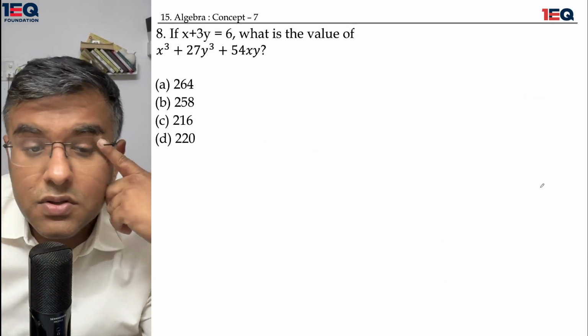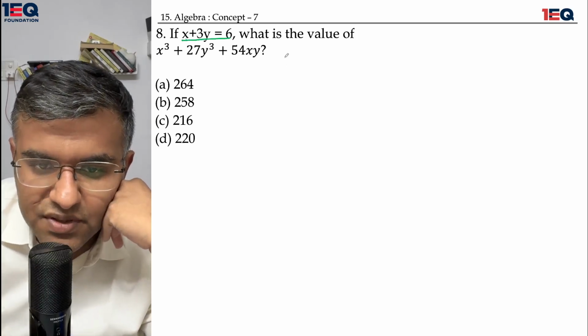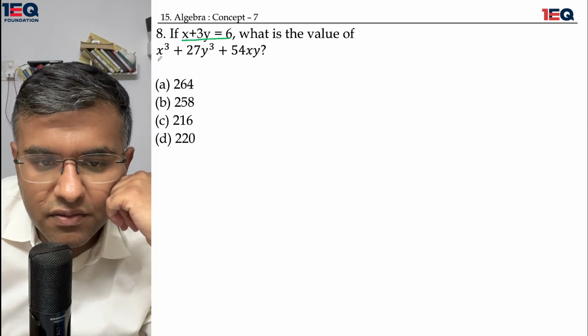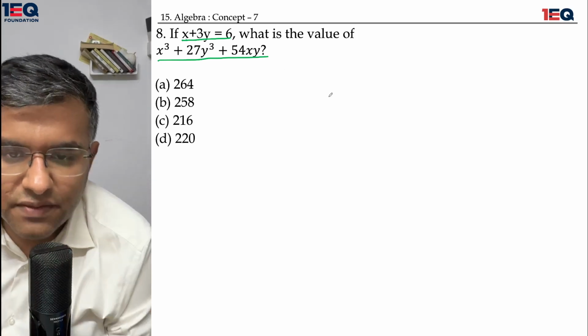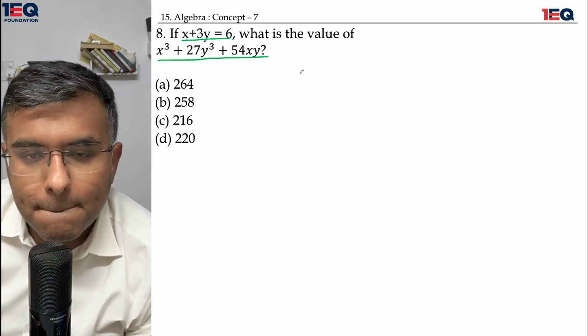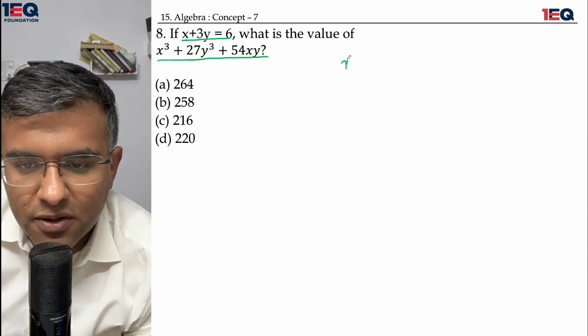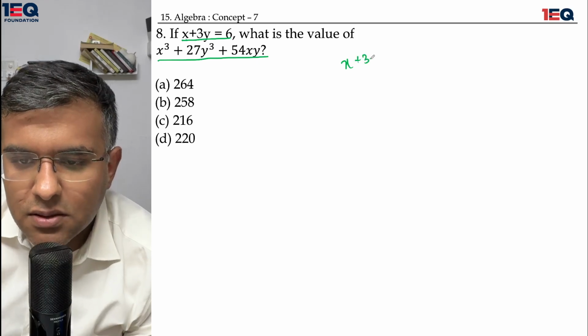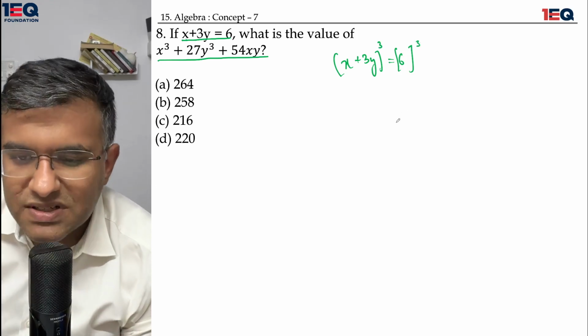So I have another question with me. If x plus 3y is equal to 6, what is the value of x cube plus 27y cube plus 54xy? What can be done? I believe I should use a simple cubing formula, x plus 3y being equal to 6, and I should cube both the sides.